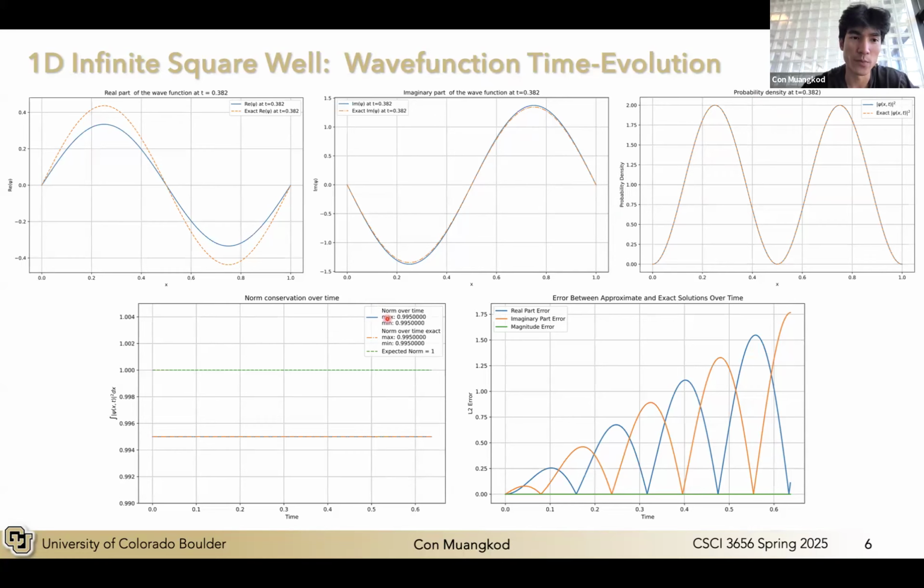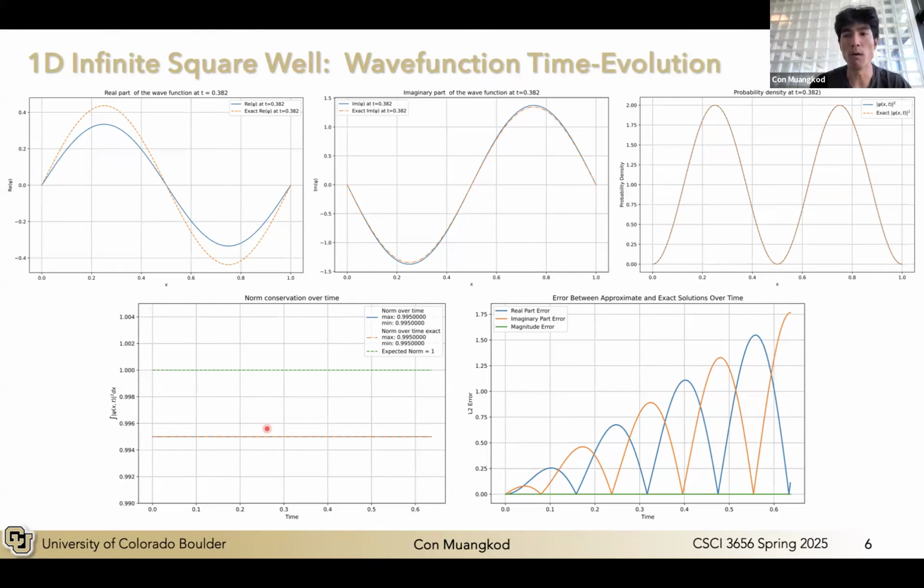Things get really interesting when we look at the bottom two plots here. Let's take a look at the left one first. We have three lines here. The dashed green line is going to be the normalization of the probability, which is supposed to be one in the physical sense, because if you sum up all the probability that you can find a particle throughout the whole region, it should sum up to one.